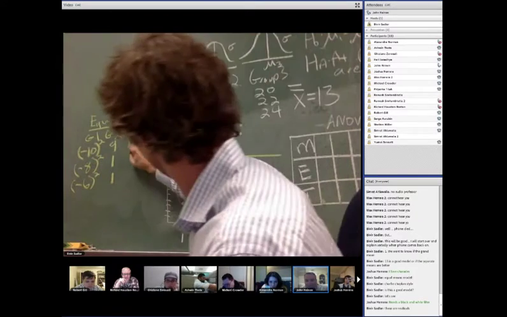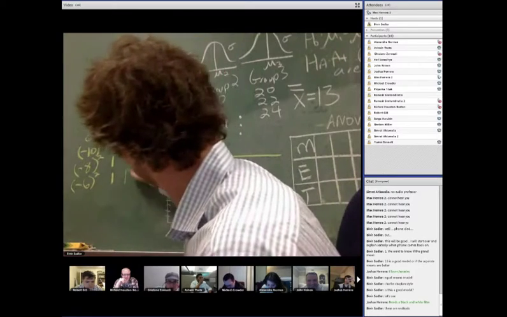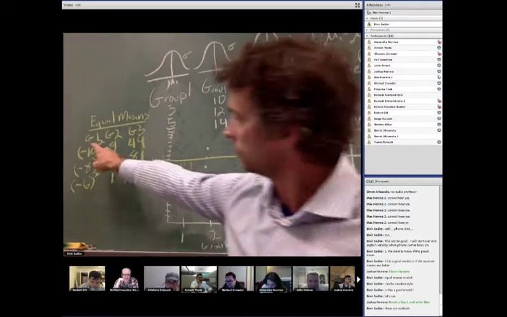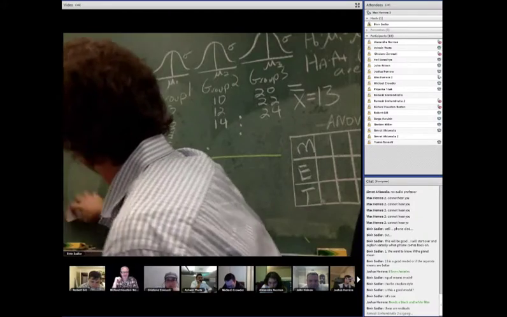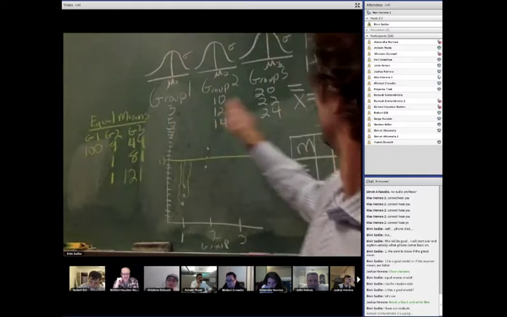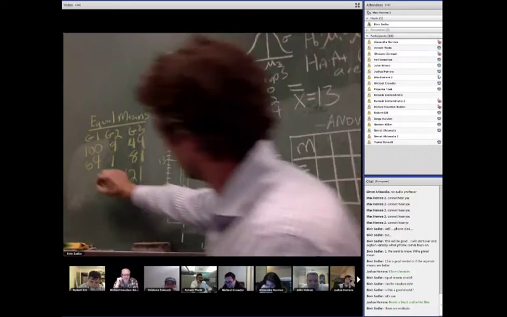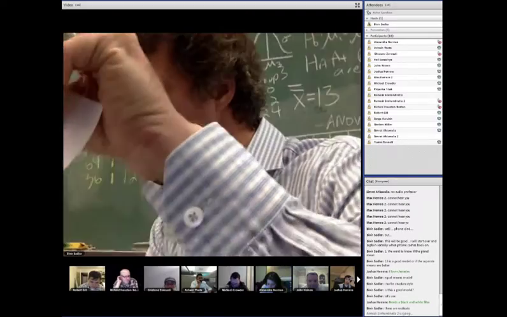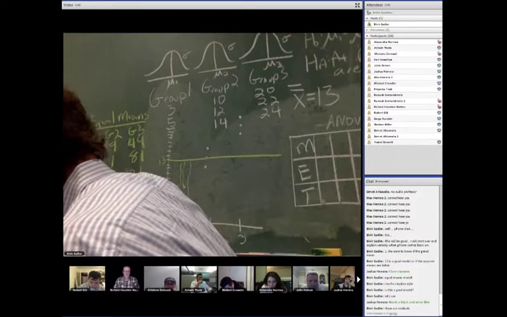Okay, so he squared them. He's taking the square of it. So 7 minus 13 is minus 6, squared is 36. So that's the square of the residuals. Take every observation, subtract the grand mean from it, and then square it. Yep. Doing well. Excellent.